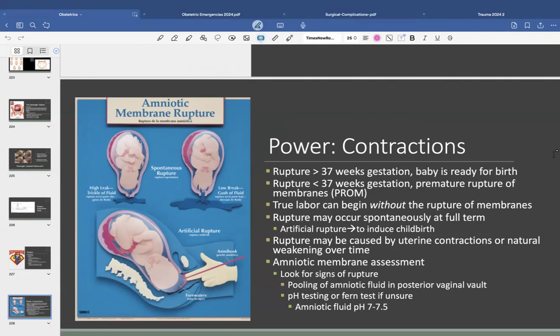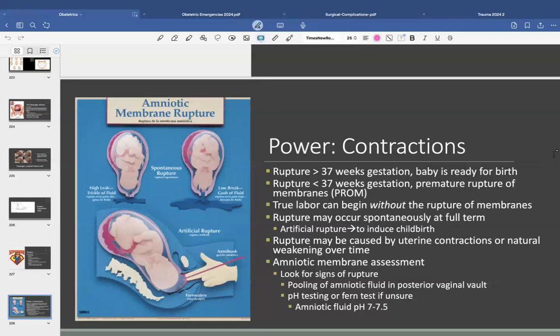True labor can begin without rupture of the membrane. You might need to rupture the membrane to induce childbirth.